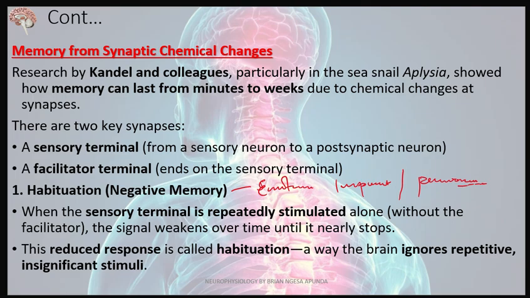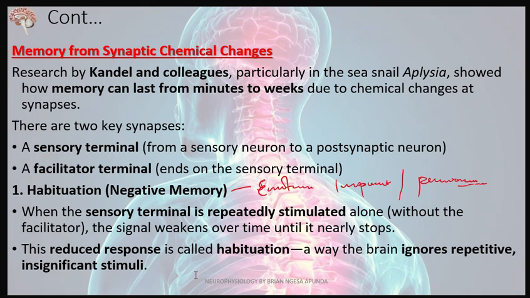And habituation means we'll have synaptic chemical changes, not on the positive part, but on the negative part, where we reduce the amount of neurotransmitter. When the sensory terminal is repeatedly stimulated alone without the facilitator, the signal weakens over time until it nearly stops. This reduced response is called habituation, a way the brain is able to ignore repetitive, insignificant stimuli. So even if it qualified to be part of the working memory because of the repetition, it won't qualify to be part of the intermediate, because for it to be in the intermediate, we need some form of reinforcement.